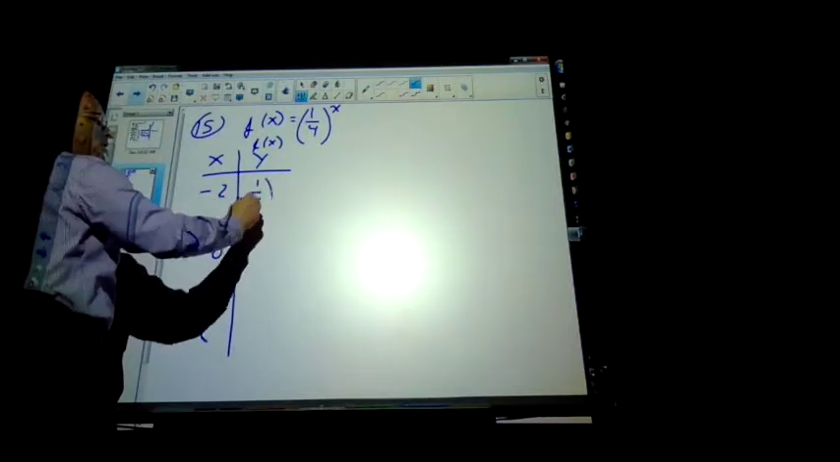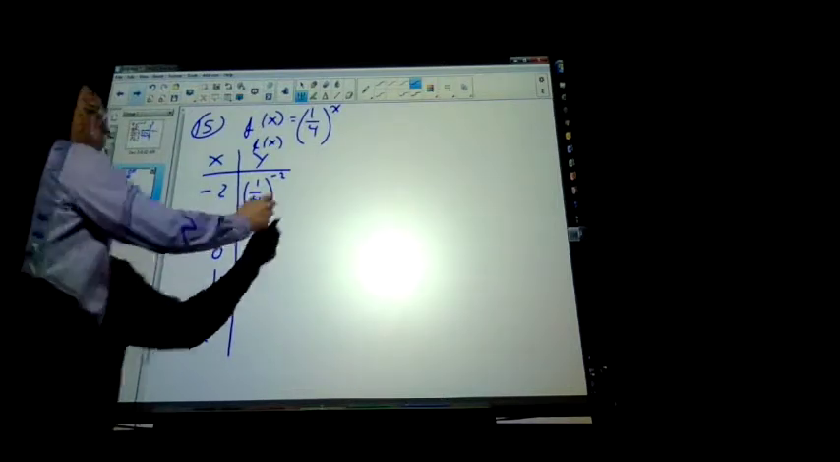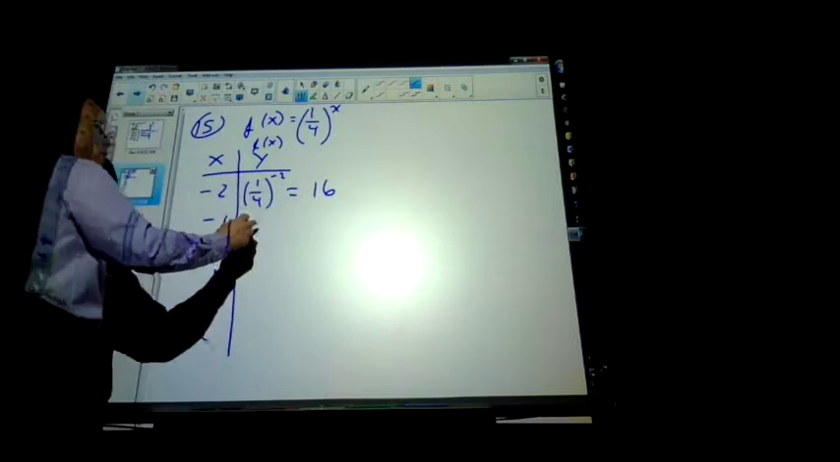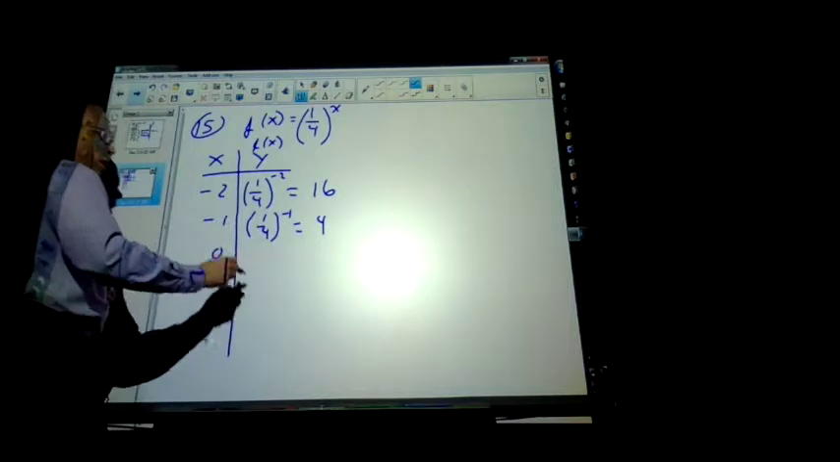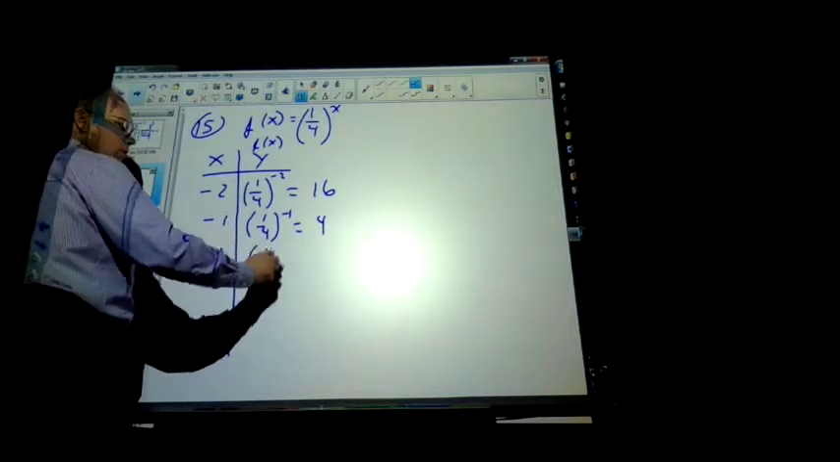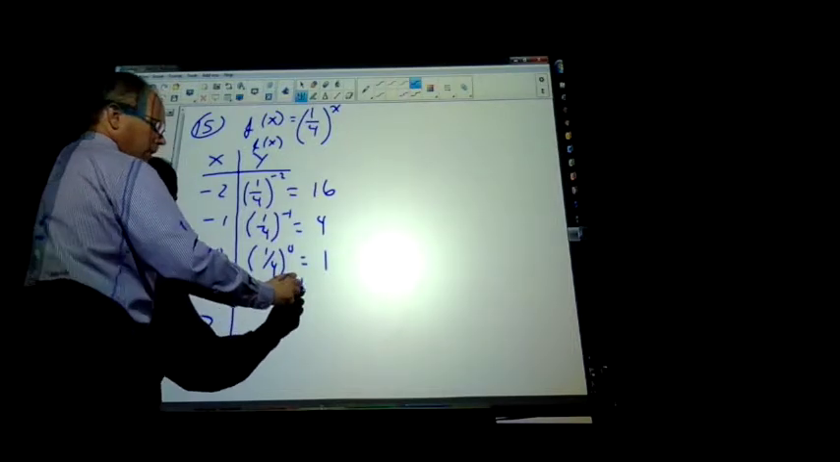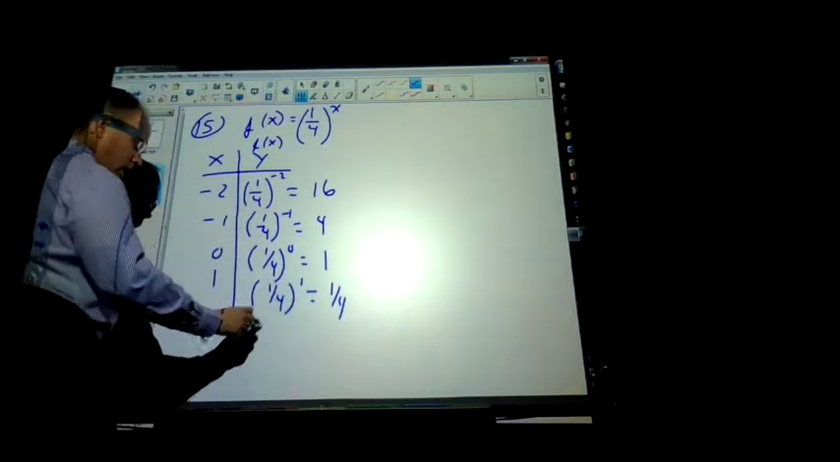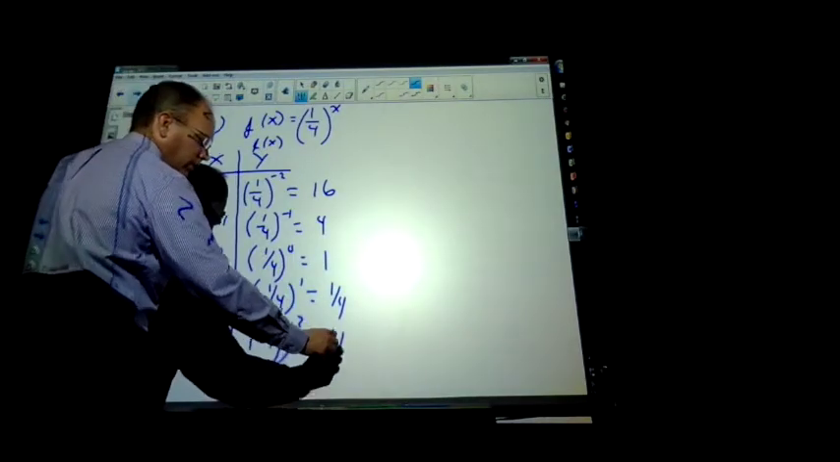1 fourth raised to the negative 2 power. What does the negative do to the 1 fourth? Flips it over, so this becomes 4 squared, which is 16. So 1 fourth to negative 1, it's 4. 1 fourth raised to the 0 power is equal to 1. 1 fourth to the first is equal to 1 fourth. And then 1 fourth to the second is 1 fourth times 1 fourth, which is 1 16th.